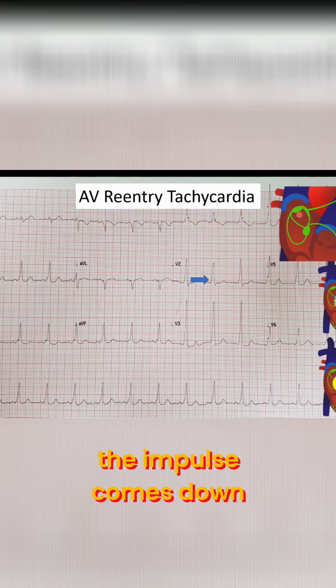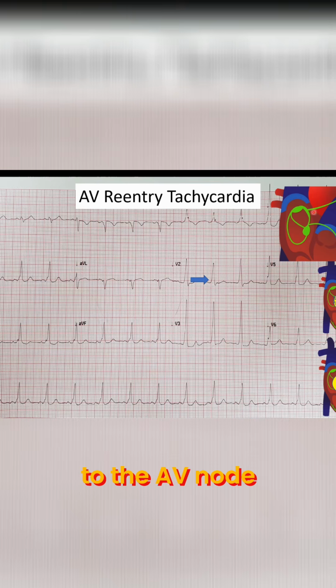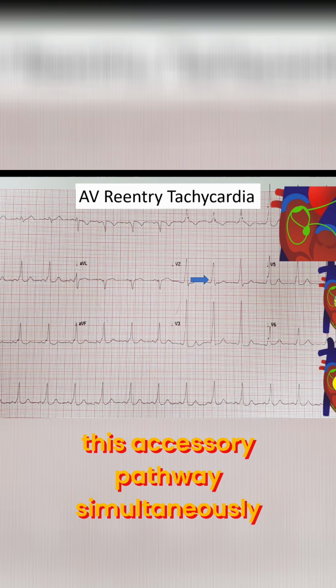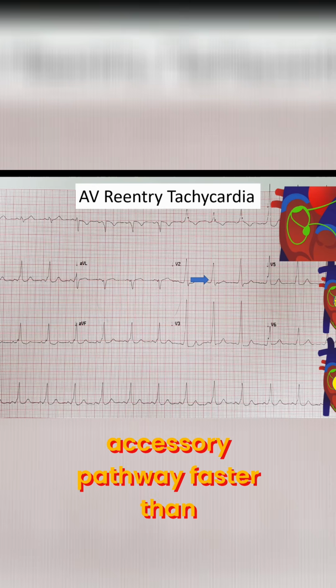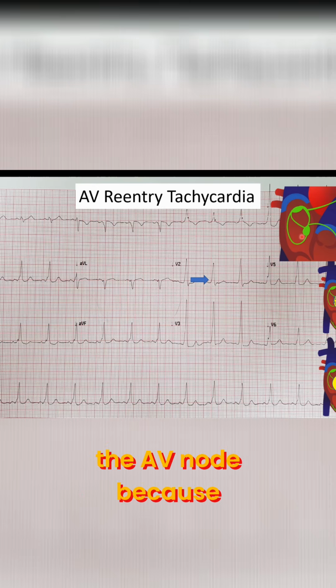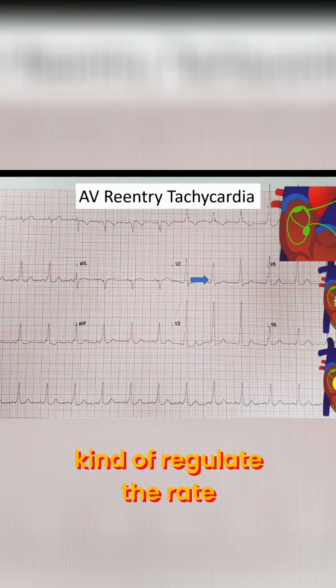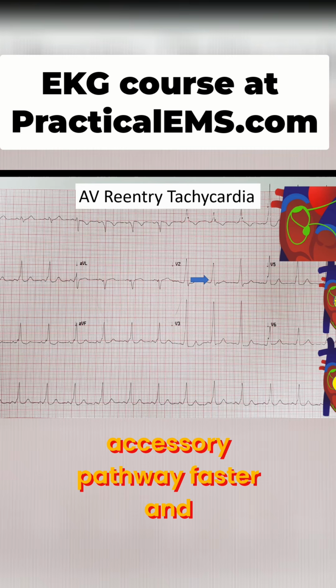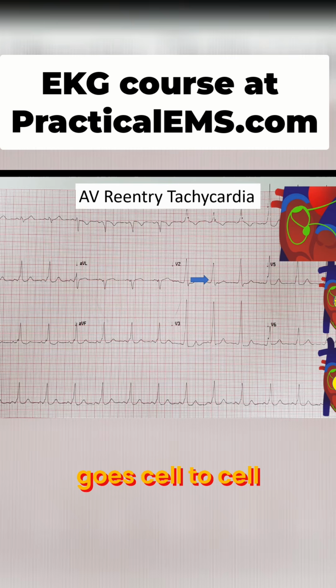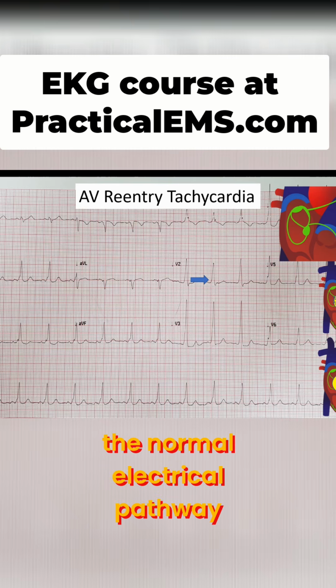So what happens is the impulse comes down from the SA node to the AV node, and it's also hitting this accessory pathway simultaneously. Well, it travels through the accessory pathway faster than the AV node because the AV node holds on to an impulse to kind of regulate the rate. So it travels through the accessory pathway faster and goes cell to cell to cell to cell till it gets to the normal electrical pathway.